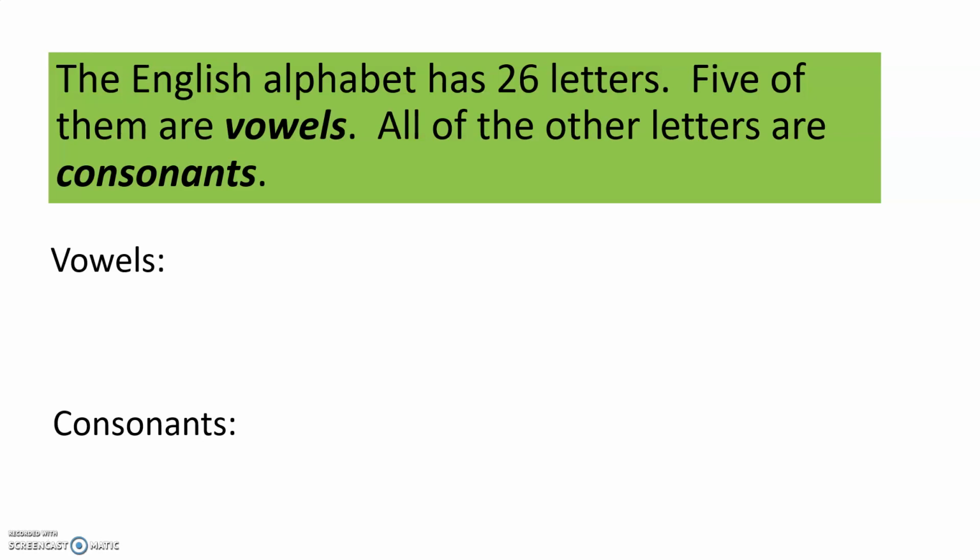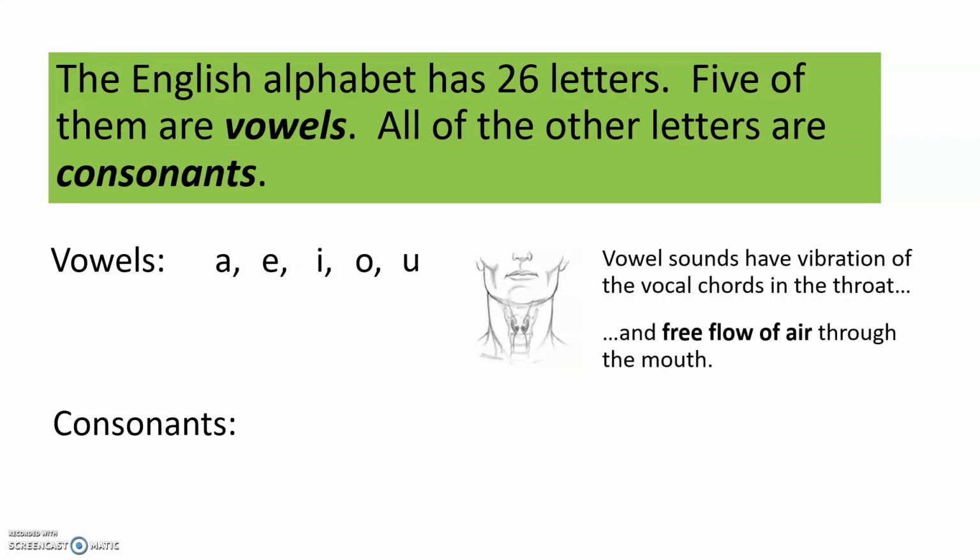The English alphabet has 26 letters. 5 of them are vowels. All of the other letters are consonants. Here are the vowels: A, E, I, O, and U. So these 5 letters are in a group called the vowels, and vowel sounds have a vibration in the vocal cords of the throat. And they also have a free flow of air through the mouth.